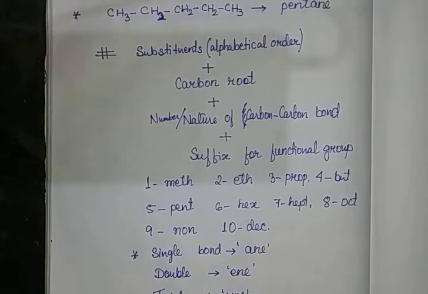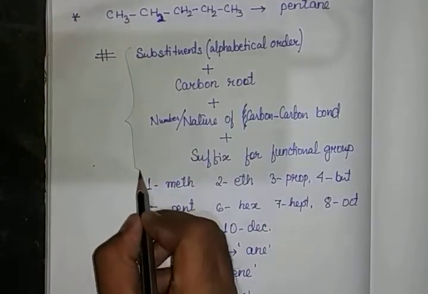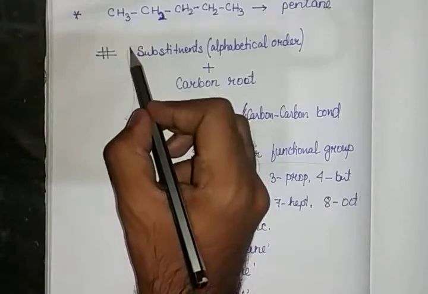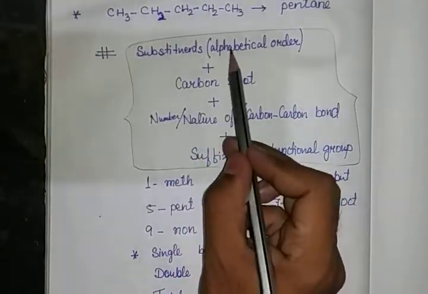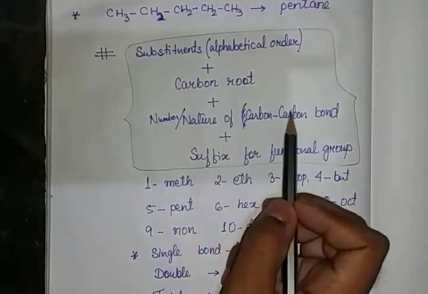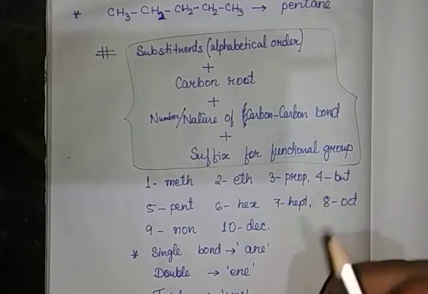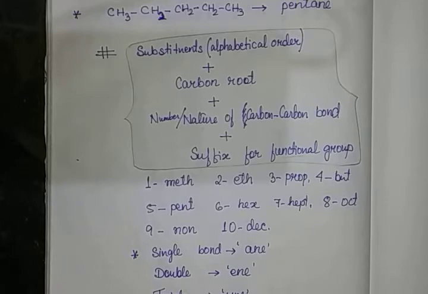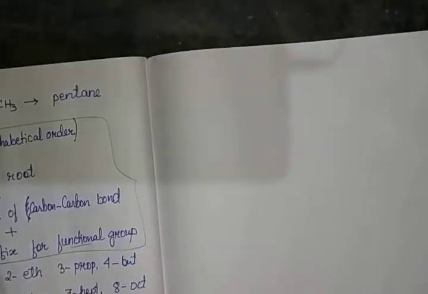I'll be giving you the table, but for that, you just need to remember this sequence: how they are numbered, how they are named. In this sequence, they will be named always. First of all, the substituents in alphabetical order, the carbon root, the number of carbon-carbon bonds, then the suffix for the functional group. Now, what was a functional group? In your 10th level, you have learned that functional groups are those atoms or a group of atoms which are the cause for reactivity of a particular hydrocarbon.